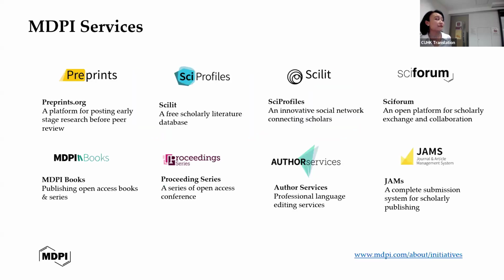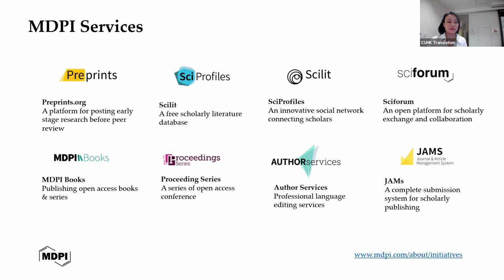And we have a lot of different services apart from just publishing papers. We have Preprints, which is a platform for posting early-stage research before peer review. And we also have MDPI Books, which means that if we have more than 10 papers published in a certain field, which we call a special issue, we can make it a print book. And SciProfiles is a free scholarly literature database, so every scholar can update their profile and also their publications, their patents, and their research on this platform.